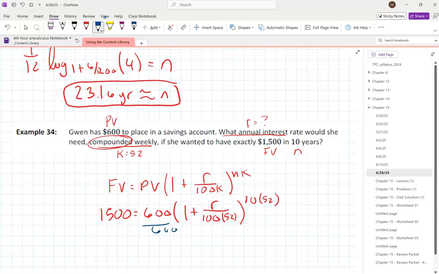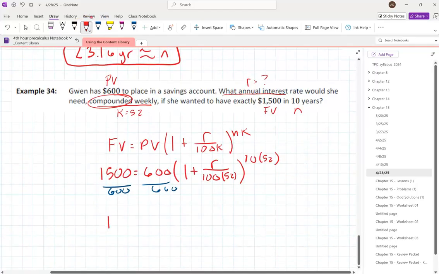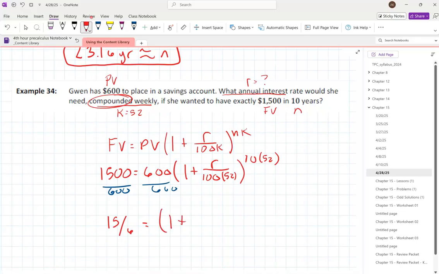I'll just divide both sides by 600. I'm going to simplify that a little bit just because it's easy to do, but I'm not going to worry about doing all the reducing that's possible. Everybody's okay with that? I may write that as a vertical fraction. So now to get at the r, I got to get rid of this exponent of 520. What operation is going to cancel out an exponent?